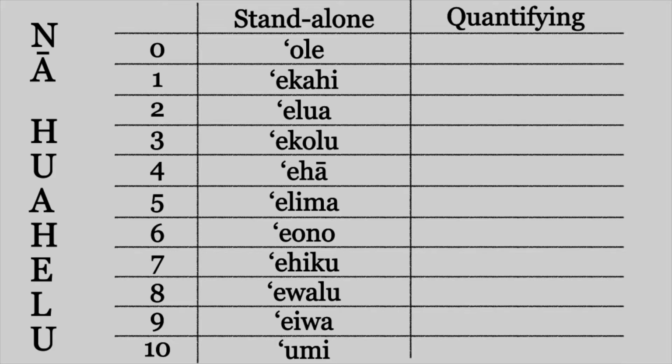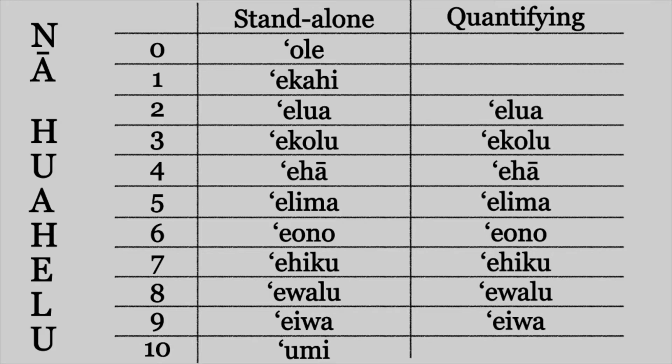Now, when you're quantifying objects, talking about how many of something that you have, for most of the numbers, you'll use the same word. But we'll have a different word when we're talking about 0 or no, 1, and 10, or numbers above 10. If you're talking about having 0 of something or no quantity of something, you use the word a'ohe. If you're talking about having just one of something, instead of ekahi, you'll use ho'okahi.